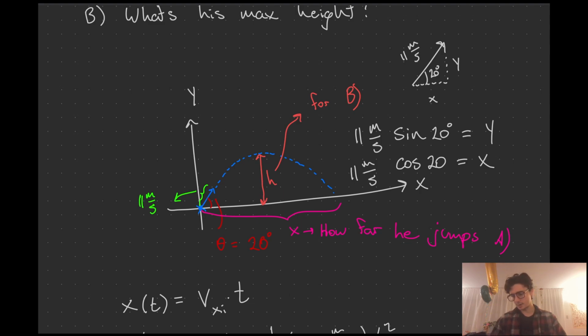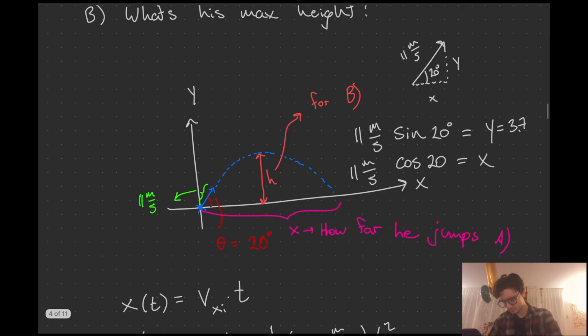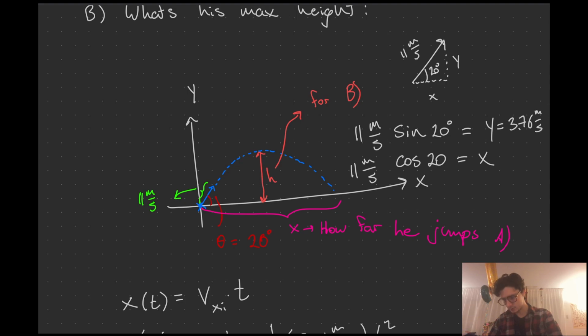And pull out sine of 20. Okay. Sine of 20 times 11. This is 3.76 meters per second.